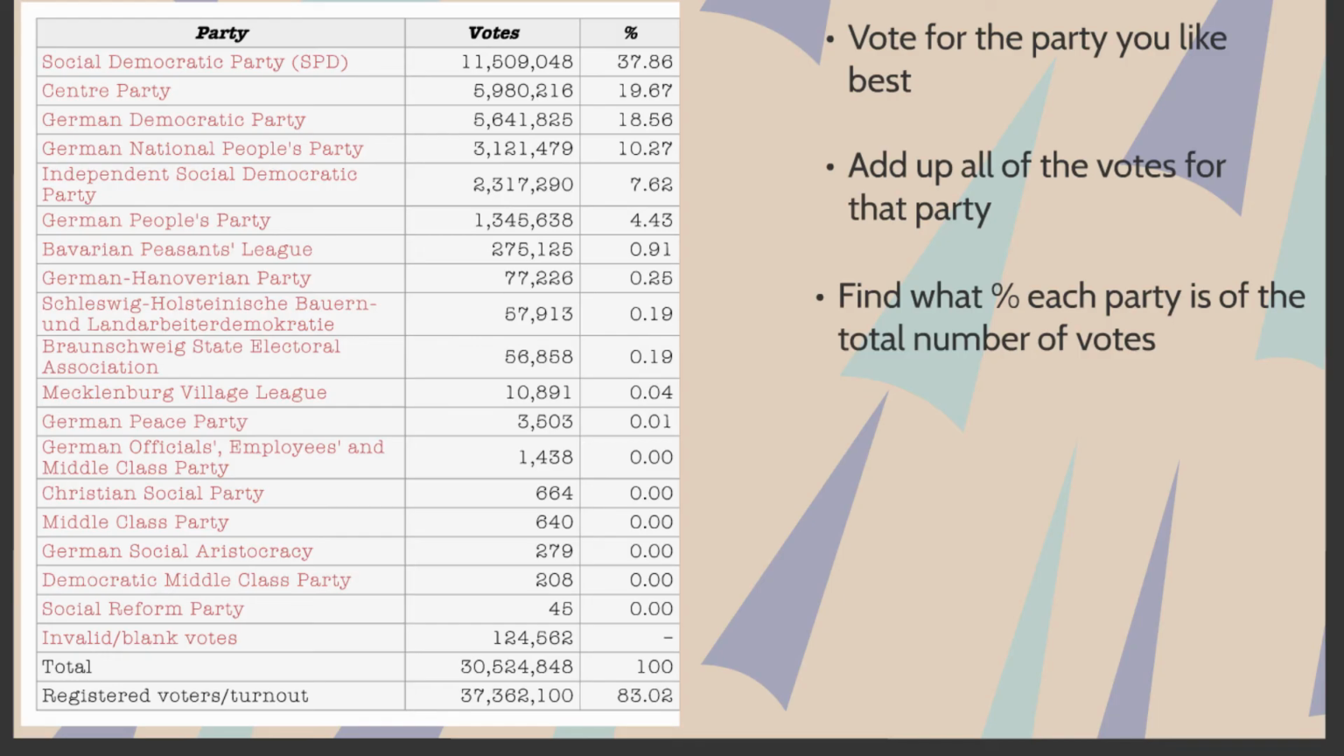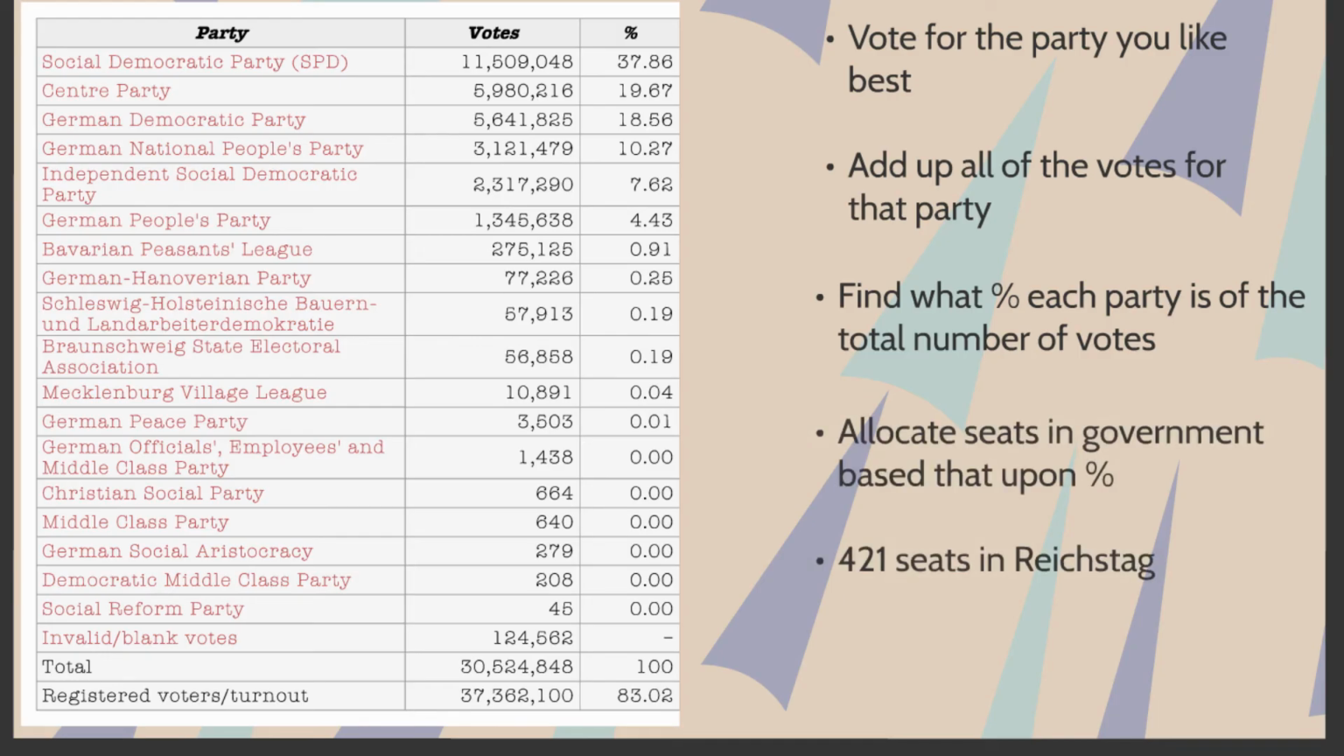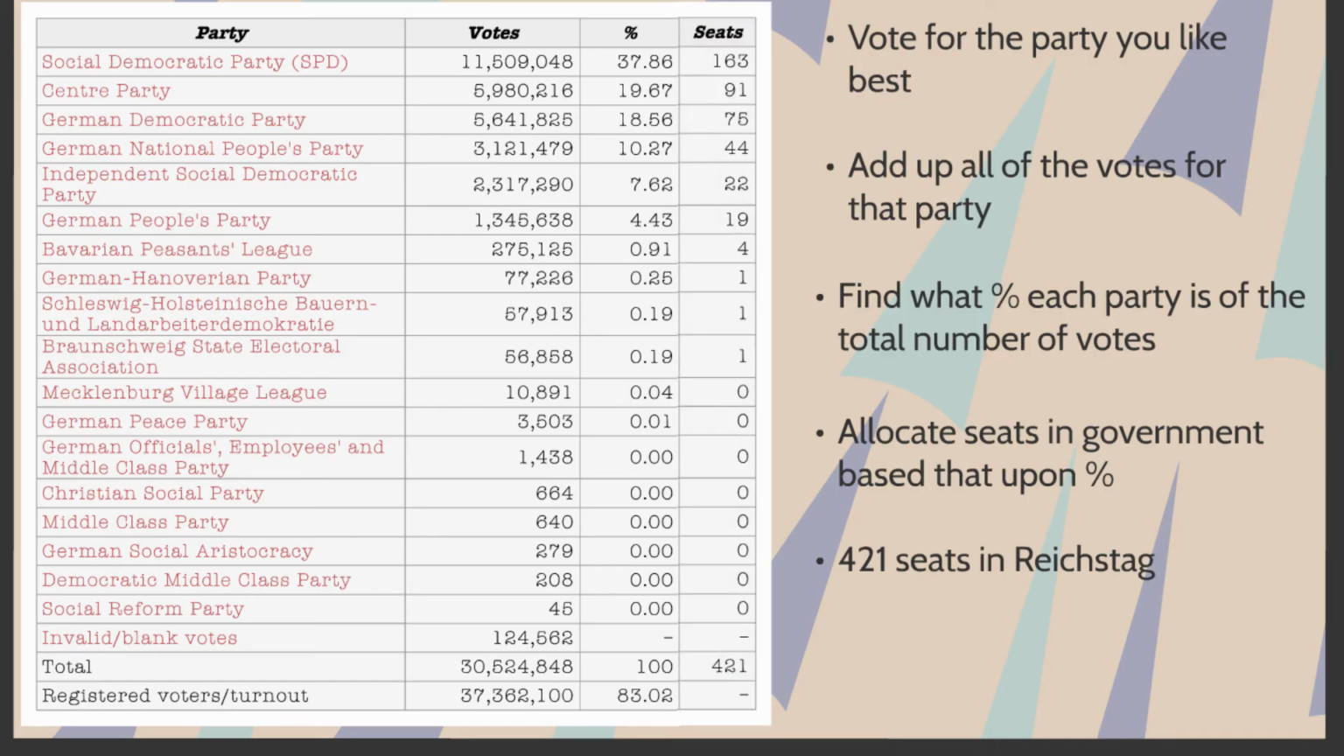After you calculate percentages, you allocate seats in government based upon that percentage. So there were 421 seats in the Reichstag, and the SPD party would get 38% of those seats, which ends up being 163. And you do that for all of the parties. And each political party has a ranked list of all of their members, and they would then select which members, based upon their rank, to put into the Reichstag. So the SPD would select numbers 1 through 163. As you can see, when you use pure proportional representation system, there are a large number of small parties that only have 1 or 2 seats in government.